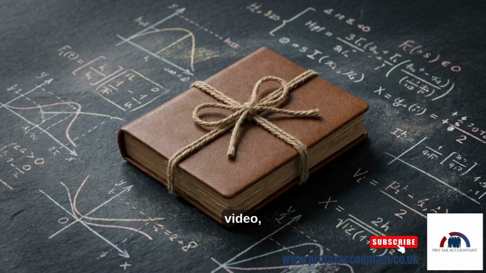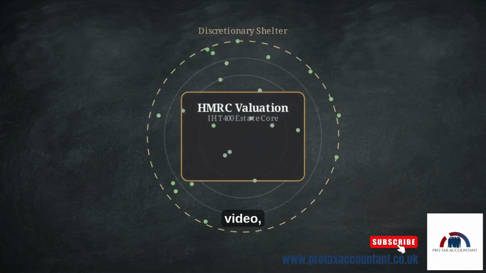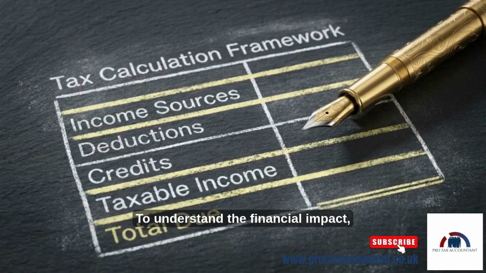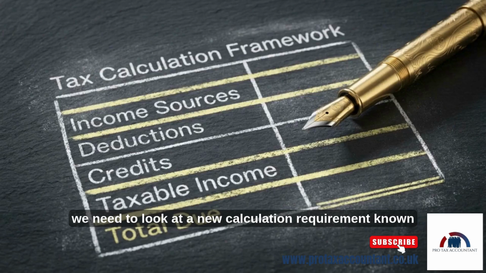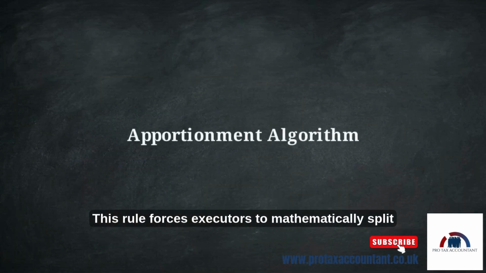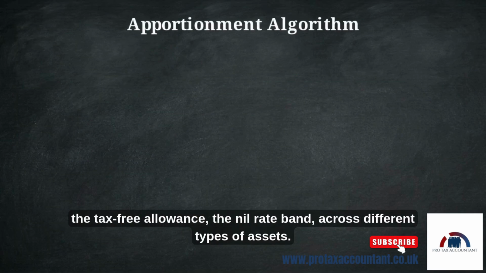This shift ends the era of tax-free pension inheritance and forces these funds into the center of the HMRC valuation process. To understand the financial impact, we need to look at a new calculation requirement known as the apportionment algorithm. This rule forces executors to mathematically split the tax-free allowance, the nil rate band, across different types of assets.